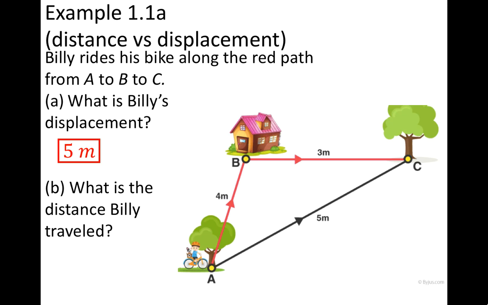Distance is defined as the length of the path. So we can find the distance that Billy traveled by adding the distance from point A to point B and the distance from point B to point C, which is equal to 7 meters. Notice that Billy's displacement and the distance that Billy traveled is not the same. This will always occur except for motion in a straight line.